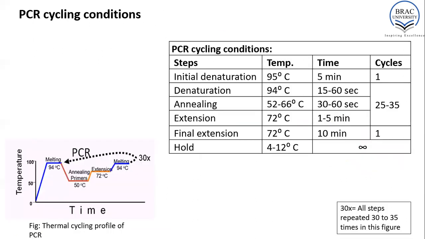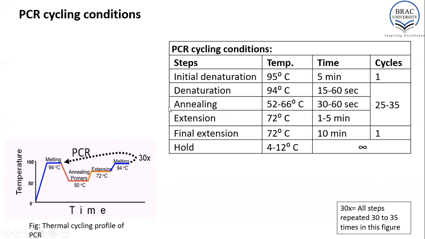So the PCR cycle conditions, as I said: the initial denaturation is normally done at more than 90 degrees centigrade, normally 95 degrees centigrade, for maybe 2 to 5 minutes, and this is just one cycle. Then the denaturation starts. It can be 94 or 95 degrees centigrade, going for 15 to 60 seconds. This is just a general representation of a PCR cycle. It will vary depending on the amplicon size, that is the final product of the PCR.